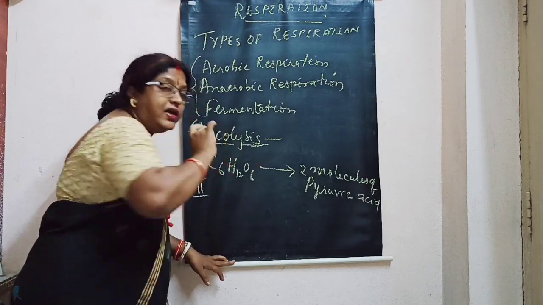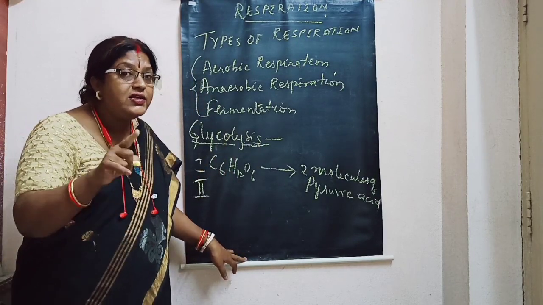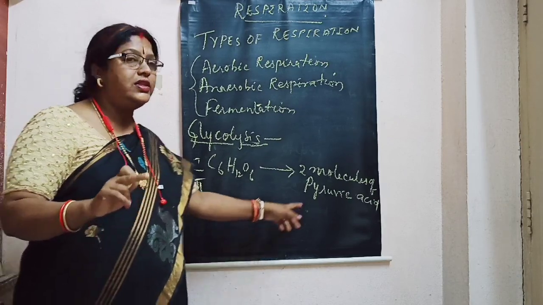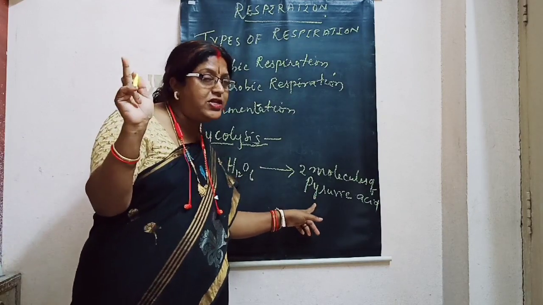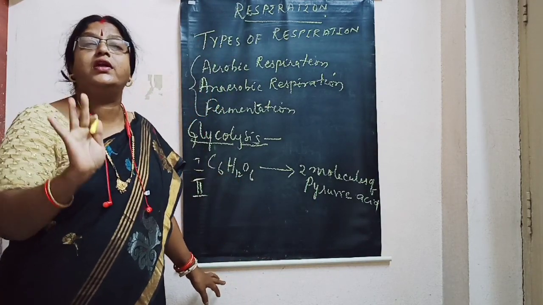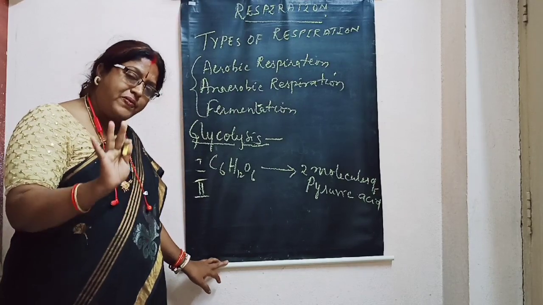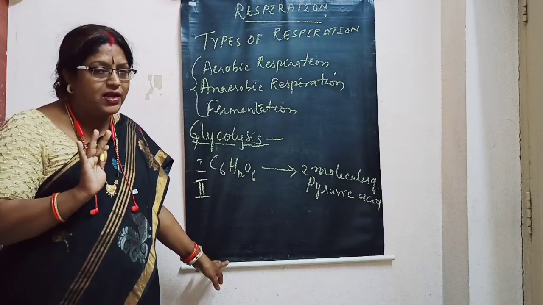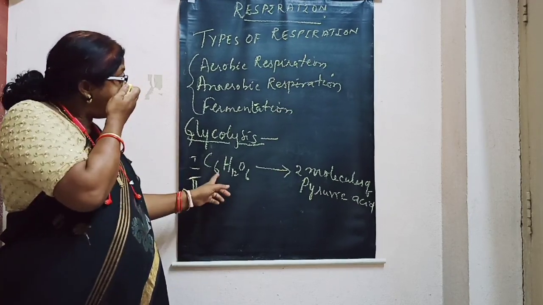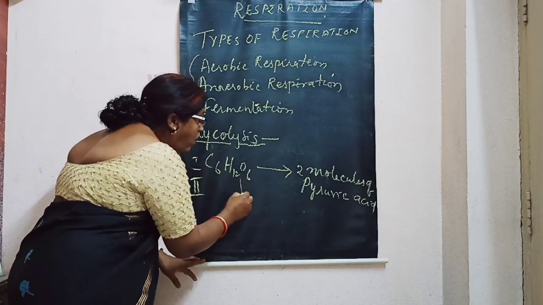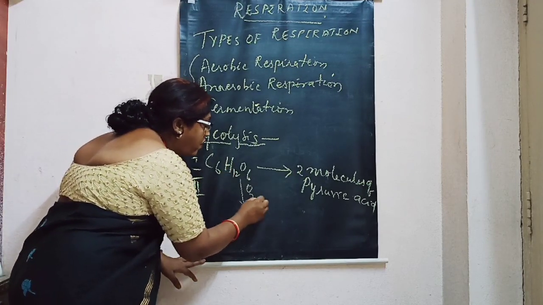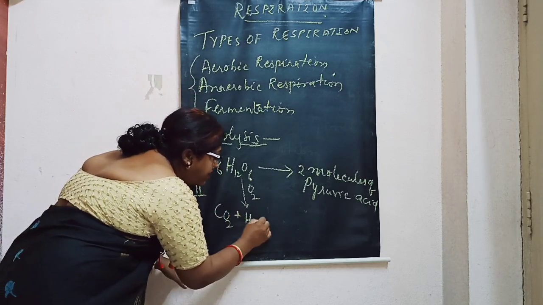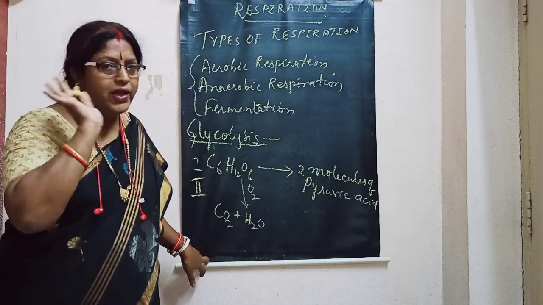In the second stage, each molecule of pyruvic acid is converted to carbon dioxide, and the hydrogen in the pyruvic acid combines with the oxygen present in the atmosphere and water is formed. This takes place in the presence of oxygen. That is what is called aerobic respiration. So glucose in the presence of oxygen gives carbon dioxide and water. Understood? This is called aerobic respiration.